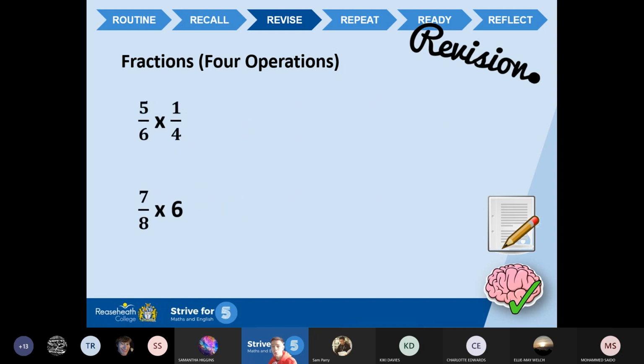Now, when it comes to multiplying fractions, very nice. Not very simple, but very nice to do, okay? Simply, times the top numbers together, times the bottom numbers together. So 5 times 1 is 5, 6 times 4 is 24. Little smiley face, because that's all you need to do. Times across, yeah? Times the top numbers together, times the bottom numbers together.